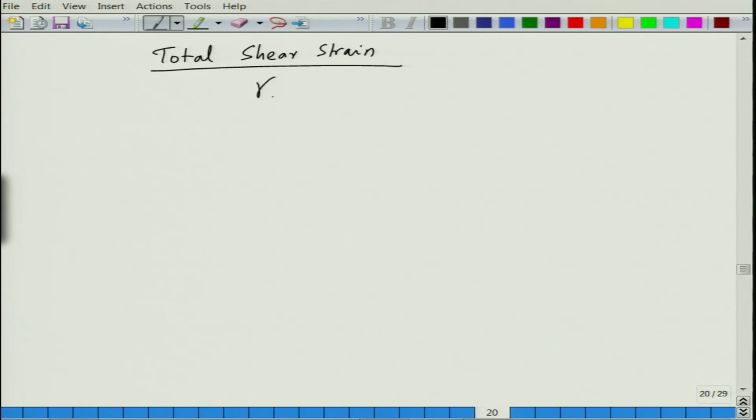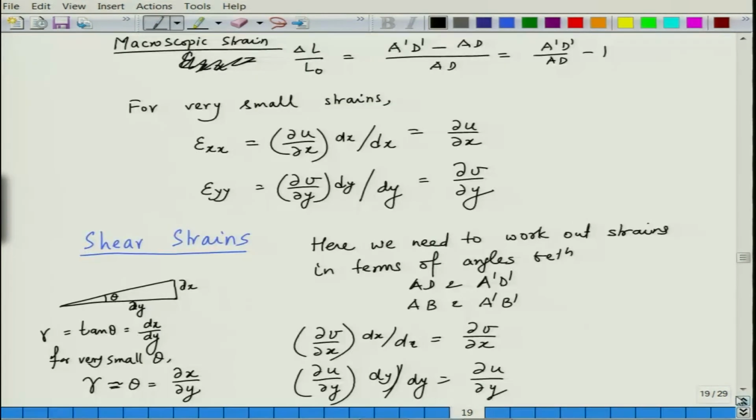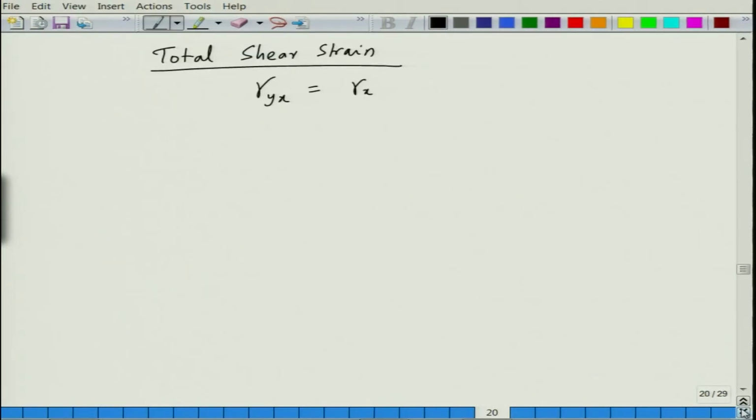which is gamma of y and x is equal to gamma of x. So, this is gamma x, this is gamma y. So, this will be equal to gamma x plus gamma y and this will be equal to del v by del x plus del u by del y, and this is also equivalent to, let us say, gamma xy.